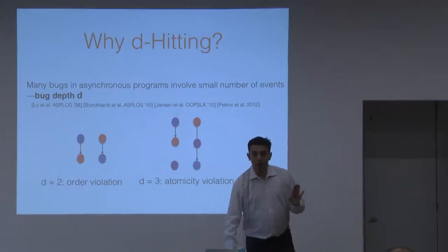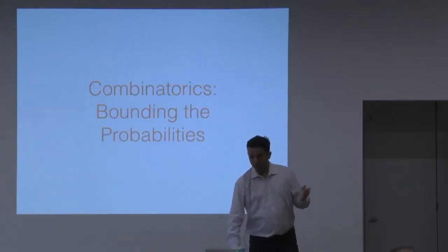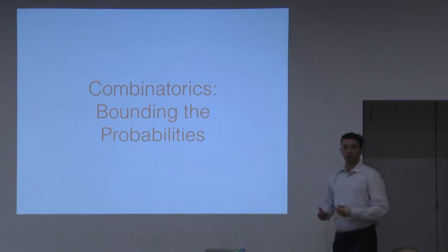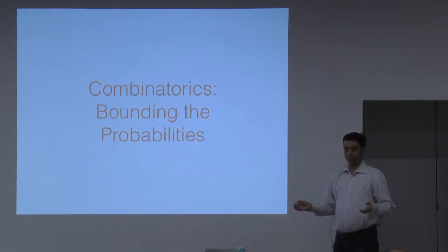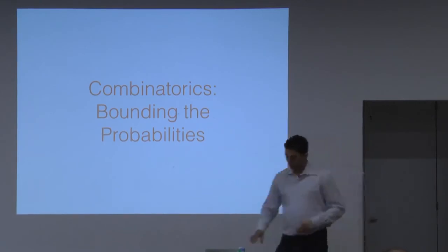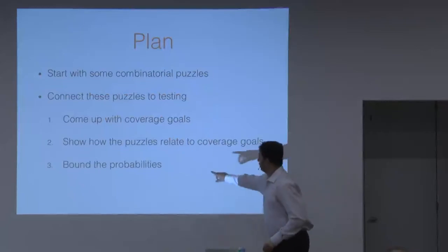Okay, so those were our coverage notions. Now, going back to what we started out doing, we would like to bound the probabilities that a randomly chosen test covers a fixed coverage goal for each of these notions of coverage. Okay, so we'll do this.